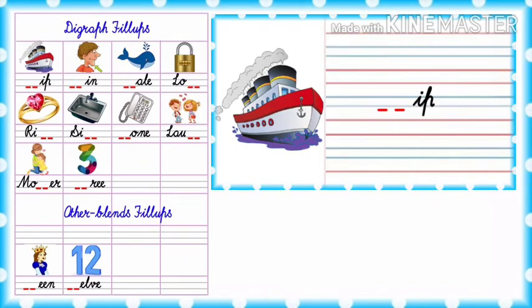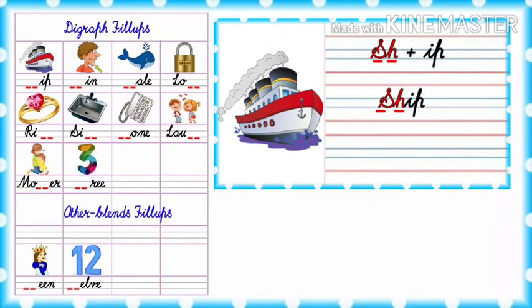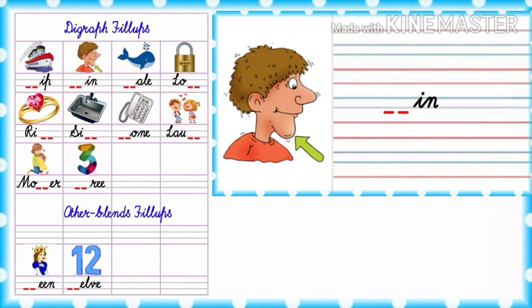See the first picture. Which picture is this? It's a picture of a ship. Which sound is missing? Shh sound is missing. Which digraph says shh? Digraph SH says shh. So fill the correct digraph SH and make the word complete. Sh, e, p, ship.